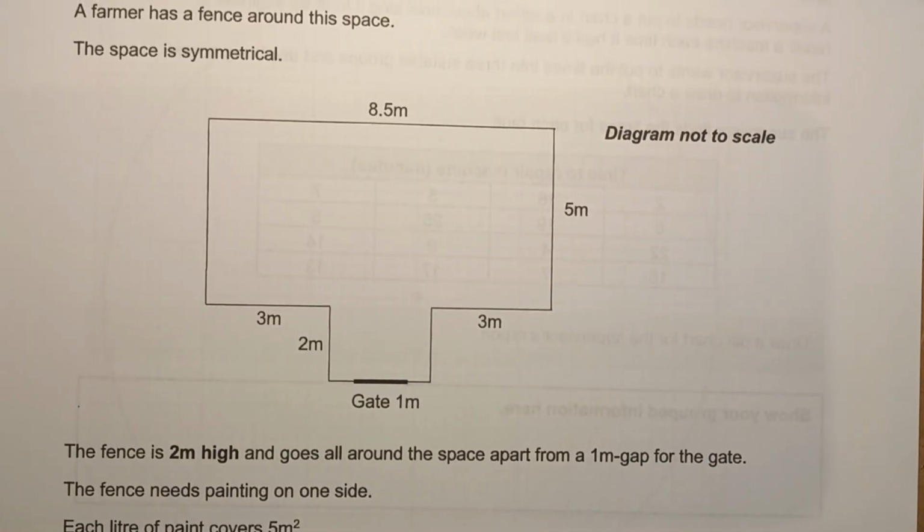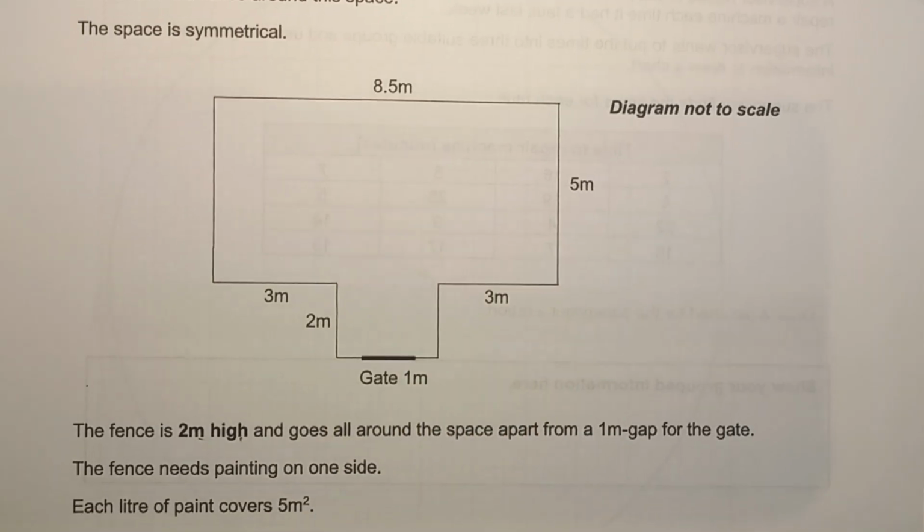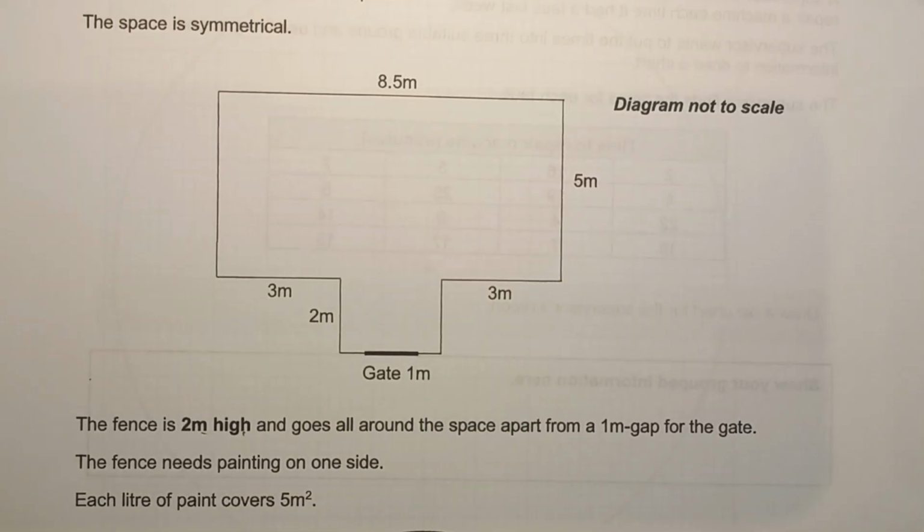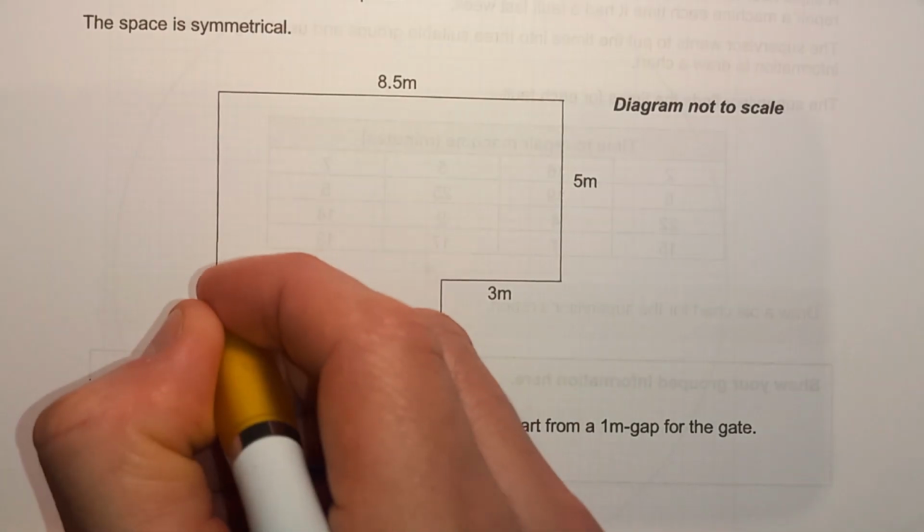So the first thing we want to do is work out the perimeter, but ignoring the gate, okay? We then need to use the height to tell us the area of the fence. We then work out how many tins of paint we're going to need for that, and then we're going to work out the cost. So let's start at this corner here.